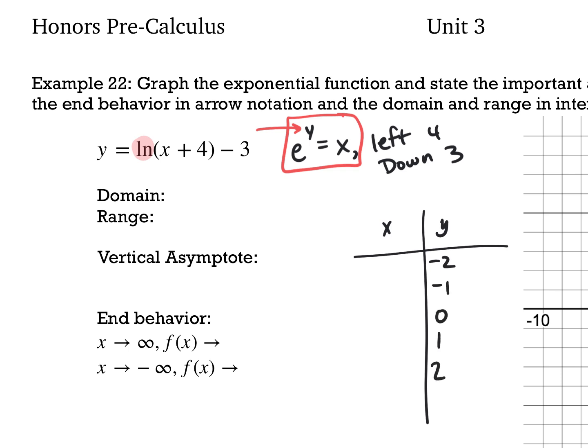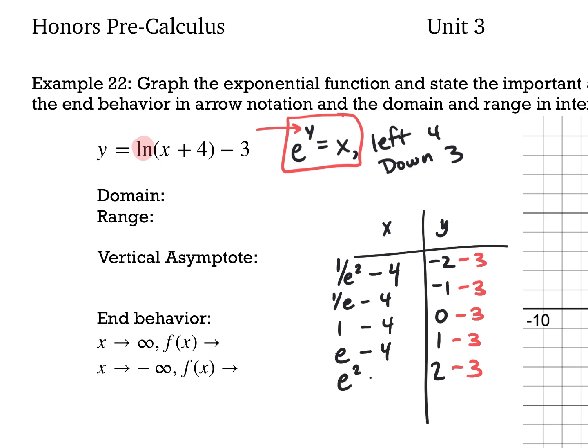But we are experts with transformations, and we know that moving down 3, all of our y values are going to subtract 3. Now our x values, we'll have to figure them out. Now when we plug in -2 for y, we end up with 1 over e squared. But if we want to move this left 4 units, we're going to subtract 4 from that x value. We're going to get 1 over e minus 4, 1 minus 4, e minus 4, and finally e squared minus 4.